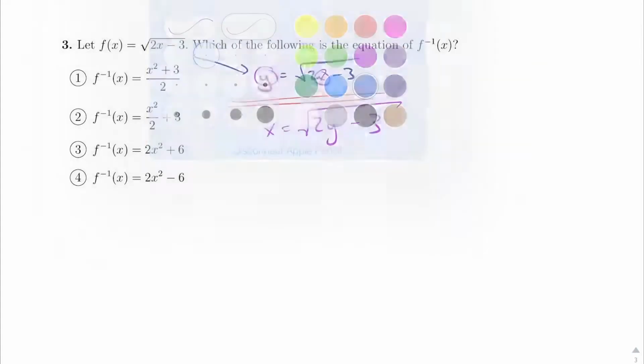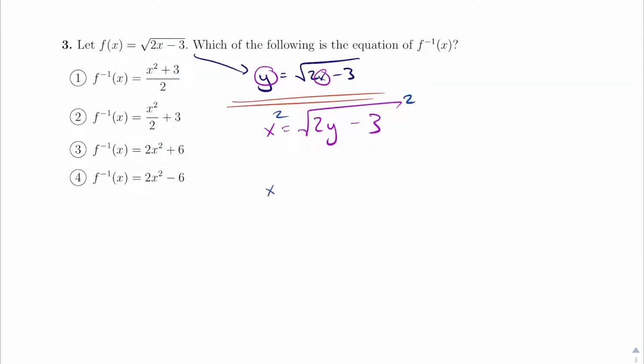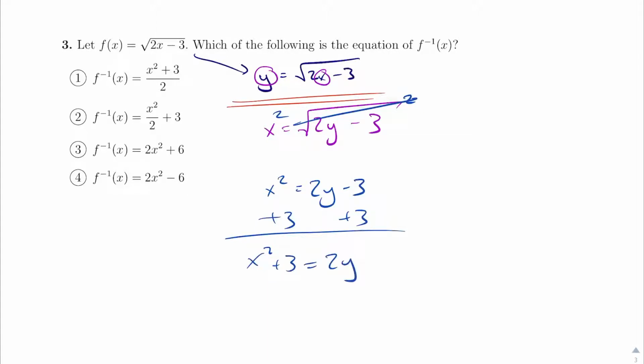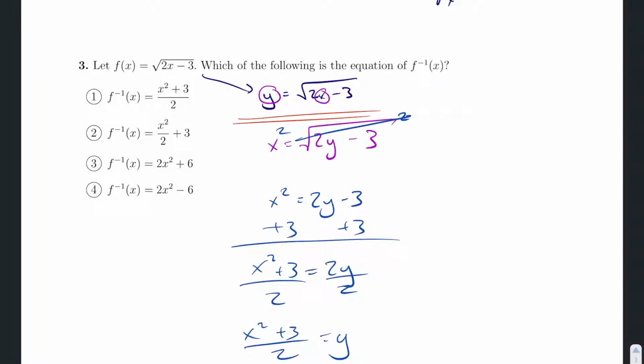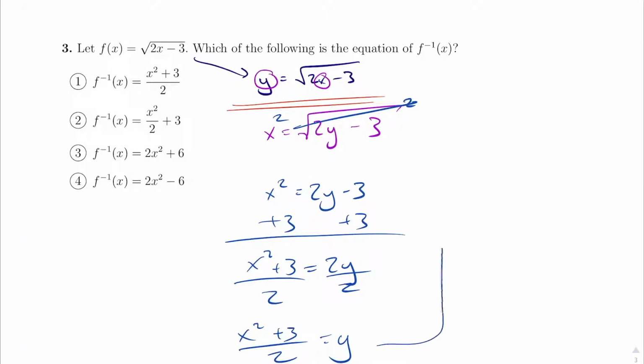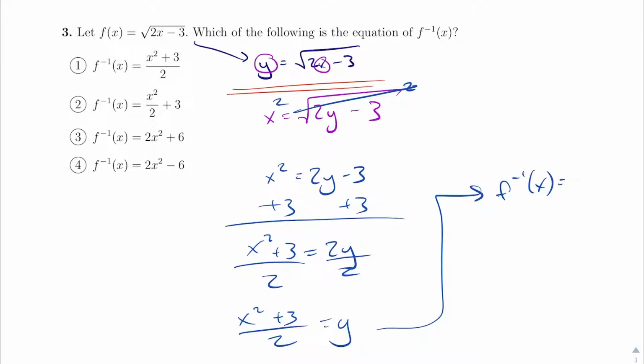Now all we have to do is solve for y from here, so we square both sides, giving us x squared equals 2y minus 3. We add 3 on both sides, x squared plus 3 can't be combined because they're not like terms, equals 2y. And we divide by 2 on both sides, giving us x squared plus 3 over 2 equals y. But remember, we made up this variable y. So in reality, we want to rewrite it as f inverse of x equals x squared plus 3 over 2.